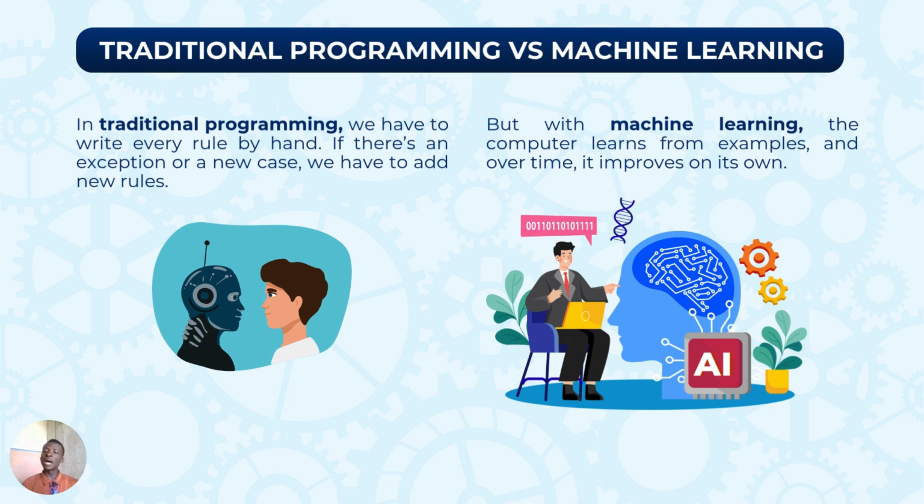Instead of telling the computer what to do, we give it data and let it figure out patterns. That's how machine learning differs from rule-based programming. Instead of manually defining every rule, we let the computer learn from data and make predictions based on what it has learned. As a result, machine learning can handle more complex tasks and unpredictable problems than traditional rule-based programming.